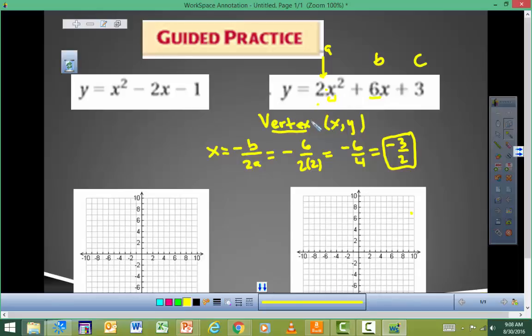So it's not 2 times 2 is 4 and then times it by 2? Well, right now we're doing this calculation. We're starting with this calculation. The b is 6, the a is 2. So we're finding the x-coordinate. That's where the vertex is going to be. Okay? So what we need to do now is find the y-coordinate of the vertex.